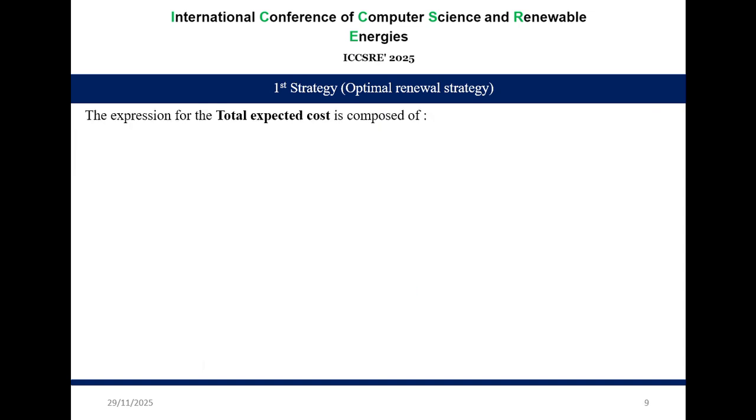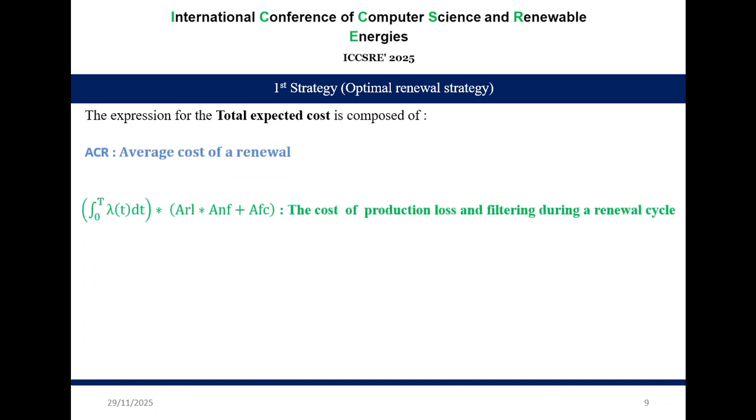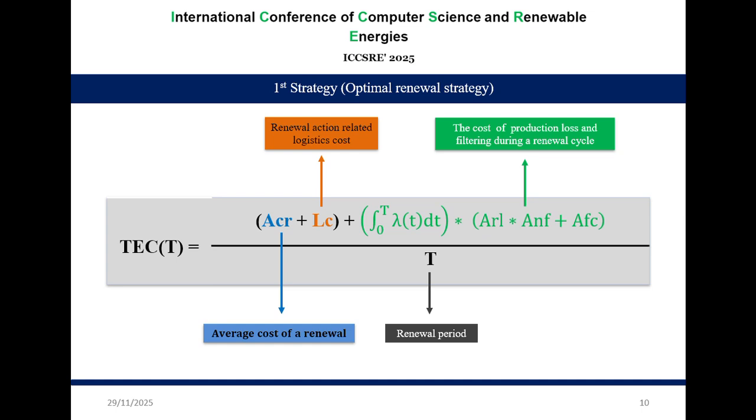So the expression for the total expected cost is composed of, in the first strategy, the average cost of renewal, the cost of production lost and filtering during a renewal cycle, the renewal action related logistics costs, and finally the renewal period. So as I said, we have renewal action related logistics cost plus the cost of production lost and filtering during a renewal cycle. All these expressions are divided by the renewal period.